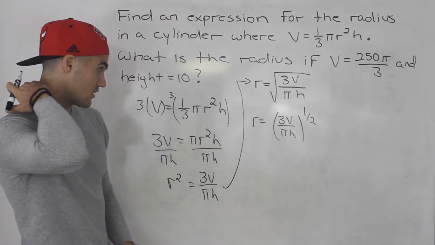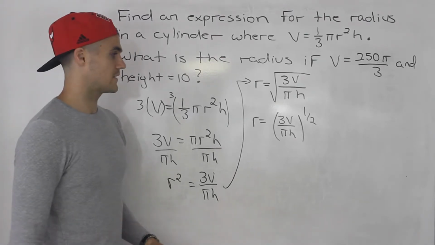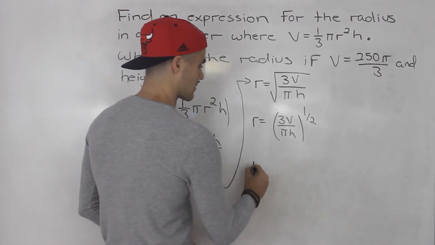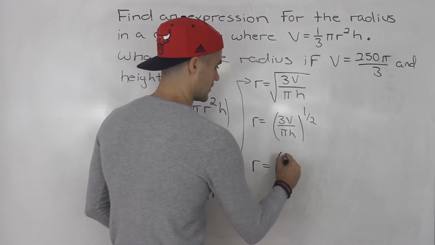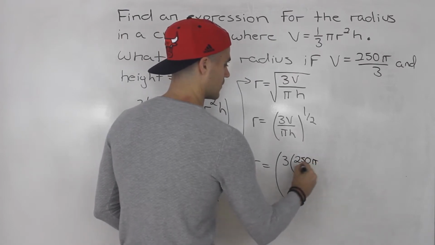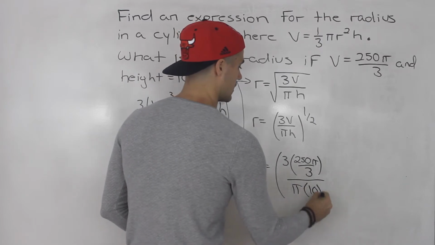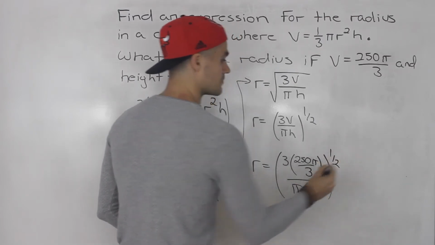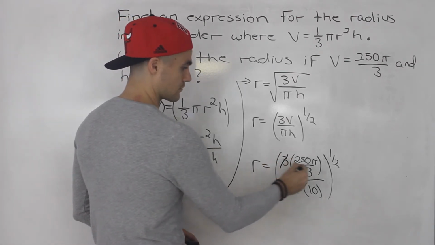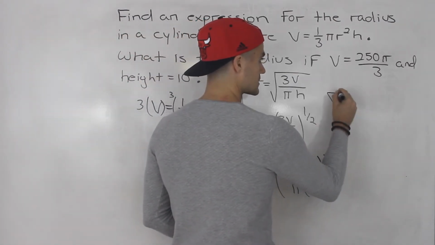Now we have to find the radius, and they tell us the volume is 250 pi over 3, and the height is equal to 10. So at this point, I say we just plug those values in here. So we'll have r is equal to 3 times 250 pi over 3, all over pi times the height of 10. That's going to be all to the power of a half. So from here you just simplify. 3 and 3 here would cancel out.